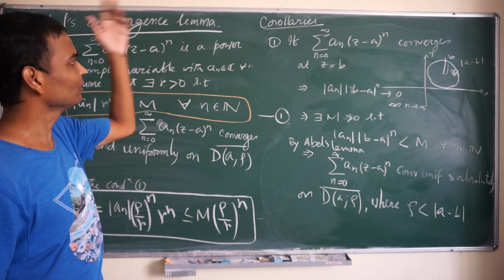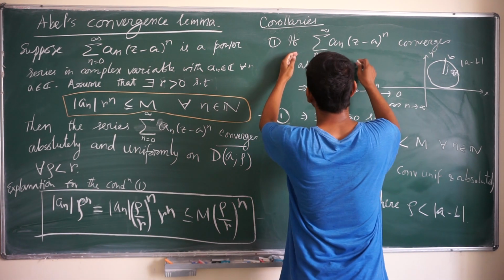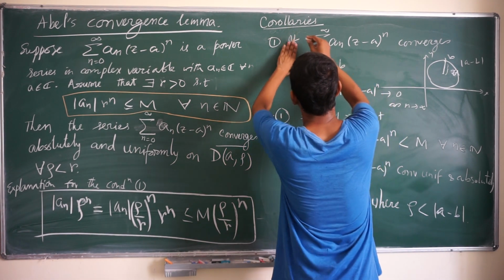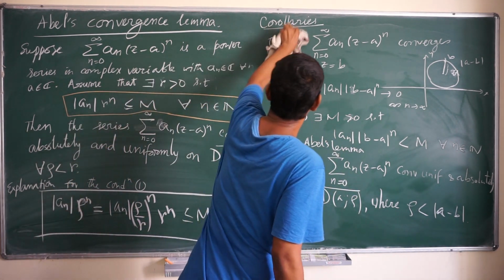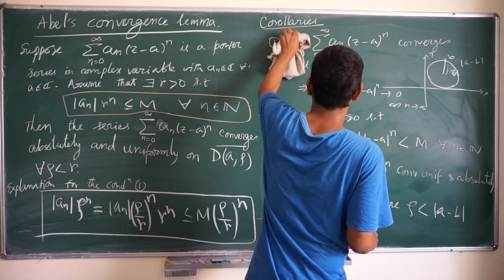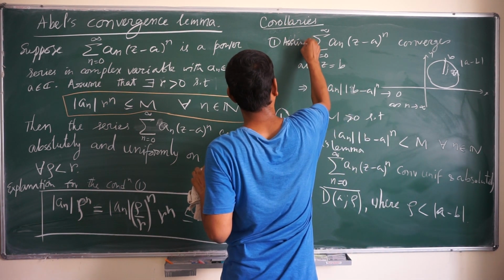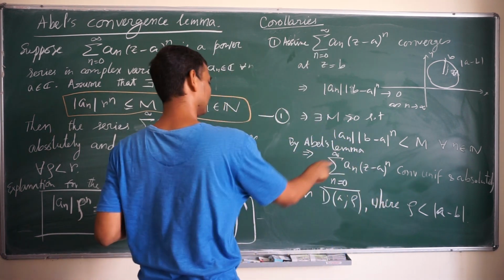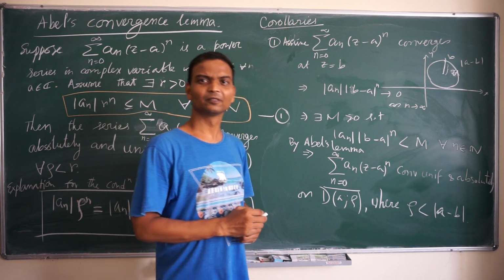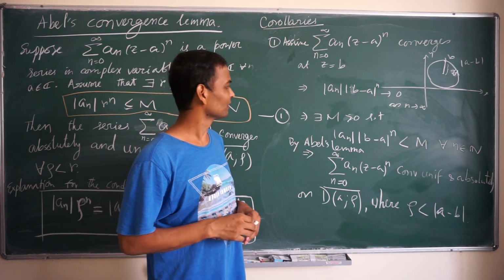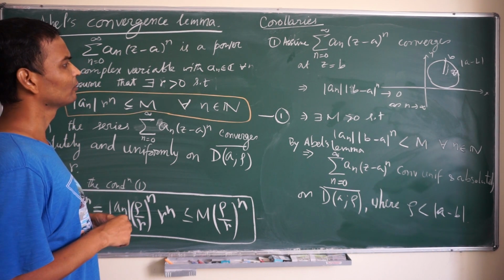If a power series converges at one point, so write this one as the assumption, and this is the conclusion: the series converges in a disk. Alright? This is a very interesting corollary. Okay, so any other corollary you want to talk about?